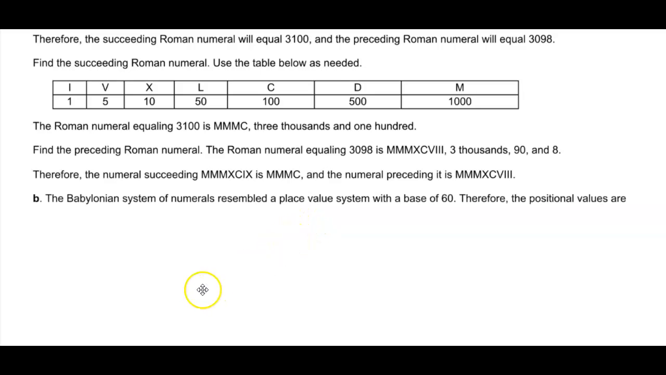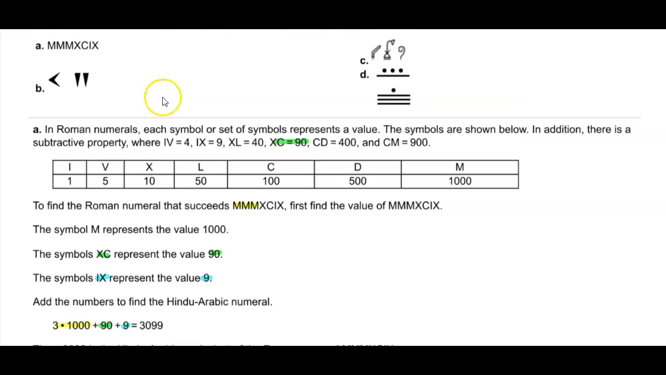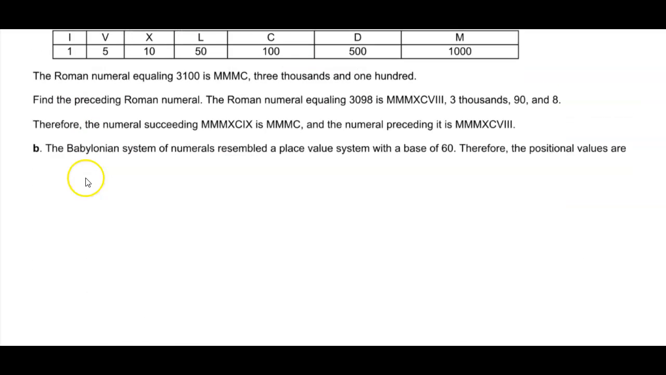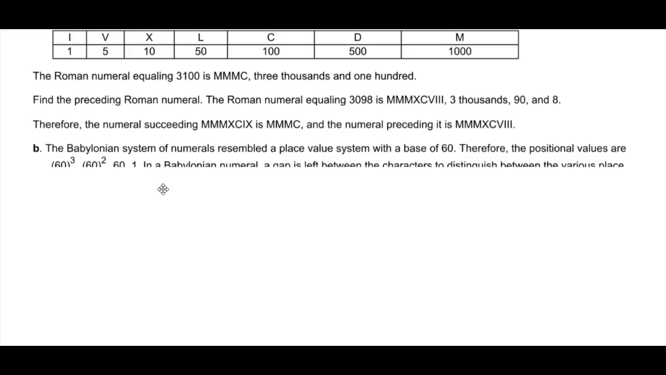Now, let's take a look at part B. So here's part B, and this is what we want to look for in the numeral here. Now, the Babylonian system of numerals resembled the place value system with the base of 60. Therefore, the positional values are the following: 60 to the third power, 60 to the second power, 60, and then 1.